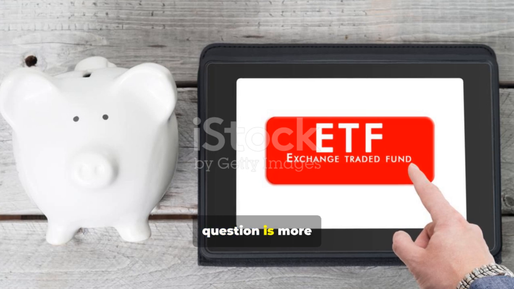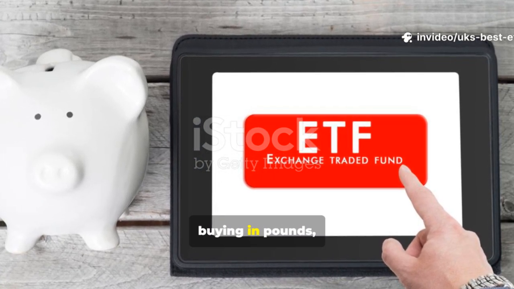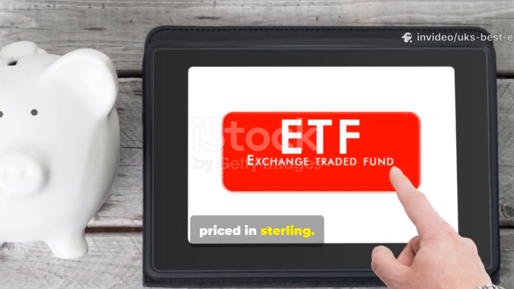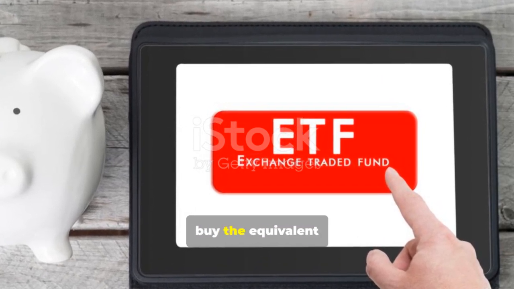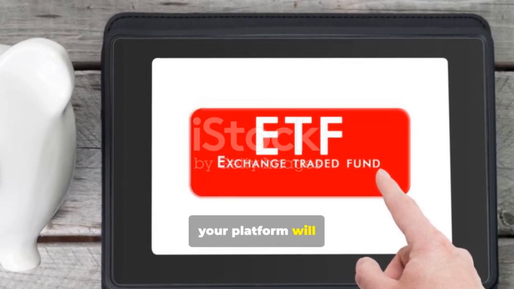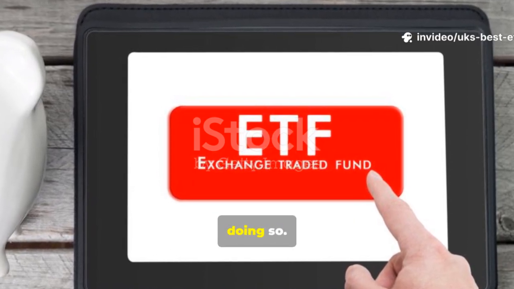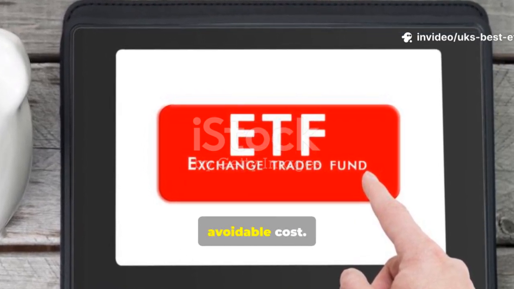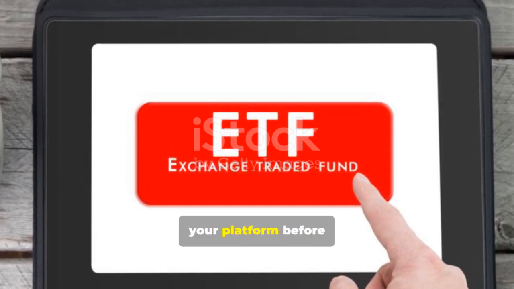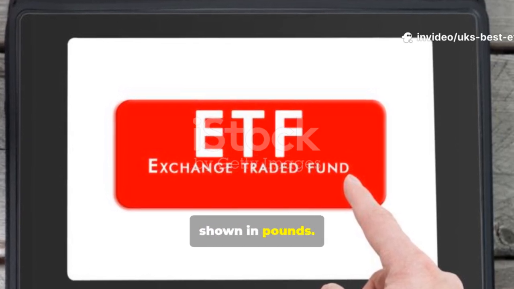The currency question is more important and more commonly overlooked. As a UK investor buying in pounds, you want to buy funds that are listed on the London Stock Exchange and priced in sterling. If you accidentally buy the equivalent fund listed on a European exchange and priced in euros, your platform will convert your pounds to euros to make the purchase and charge you a conversion fee for doing so. It is an easily avoidable cost. The simplest check is to look at the fund's listing on your platform before you confirm the purchase and make sure the price is shown in pounds.